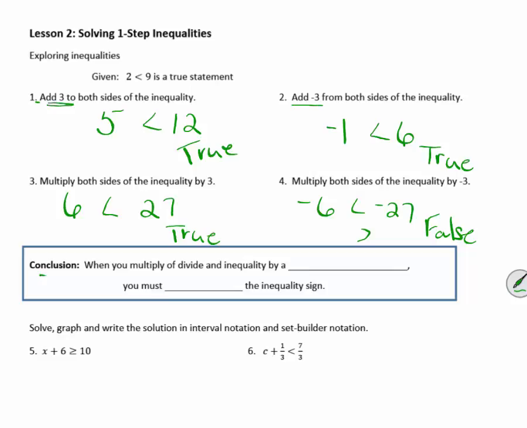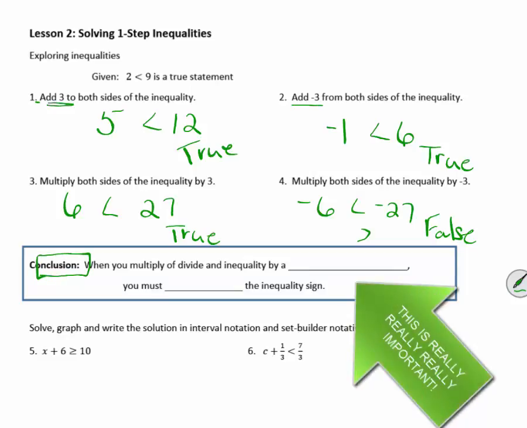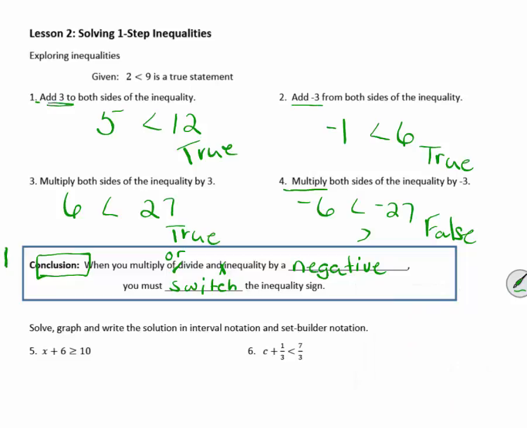So that right here is what we need to focus on. When you multiply, or divide, an inequality by a negative, you must switch the inequality sign. But it only happens if you are multiplying or dividing by a negative. Okay, so let's see how we can do these here.